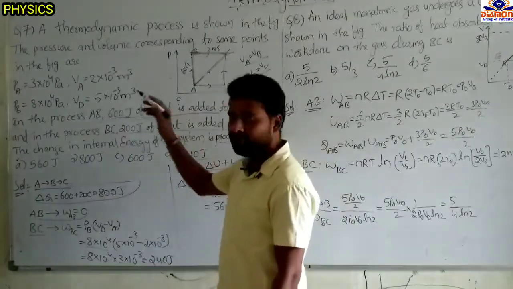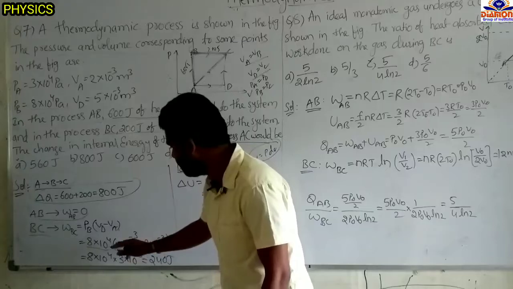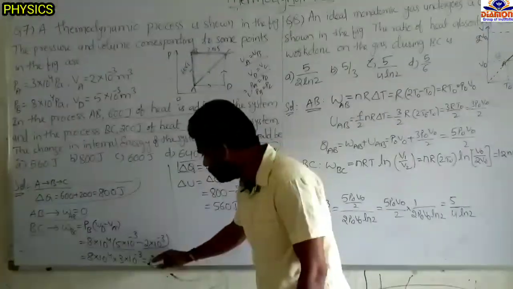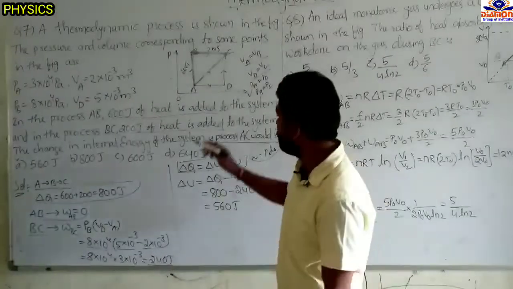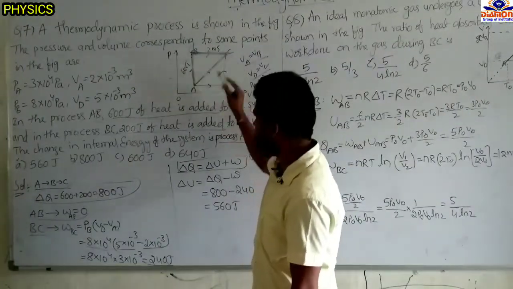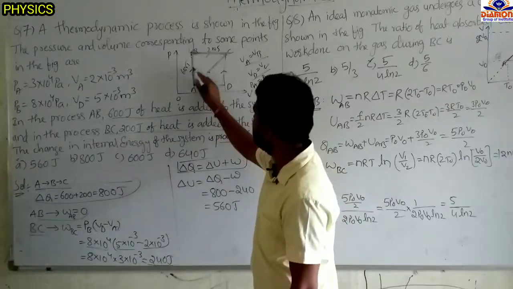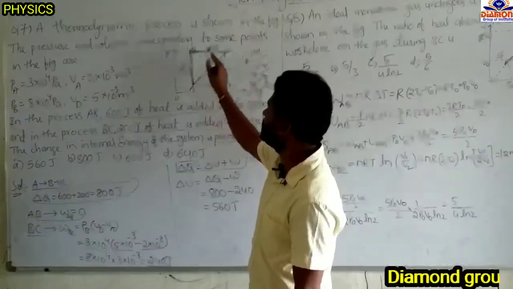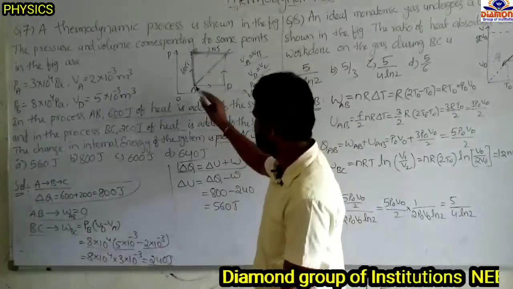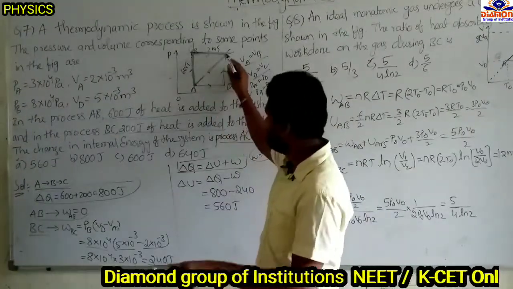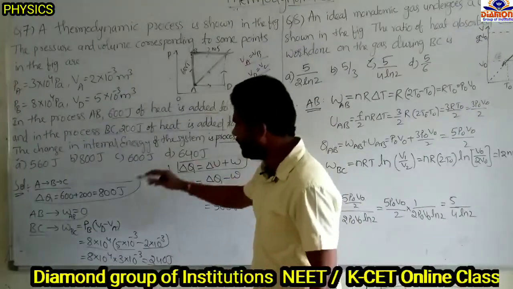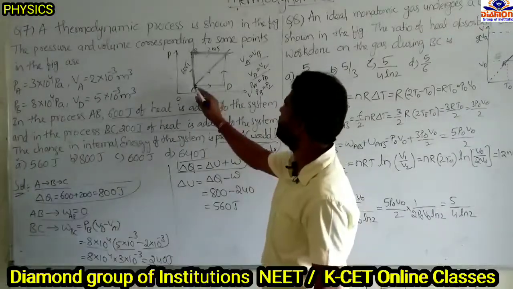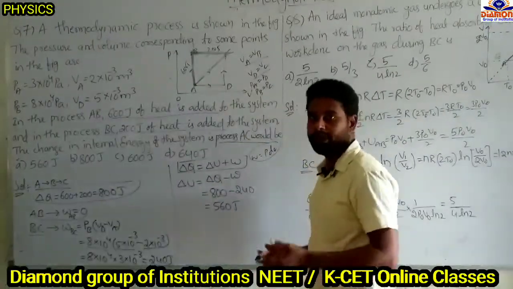Why? Because they gave the VD and VA values. VD value is already given, VA value is already given. Substitute and simplify, and we get 240 joules. So work done from B to C is 240 joules. A to B is 0, B to C is 240 joules, so total work done equals 0 plus 240 joules. That means from the A to B, B to C path, heat supplied is 800 joules and the work done is 240 joules.